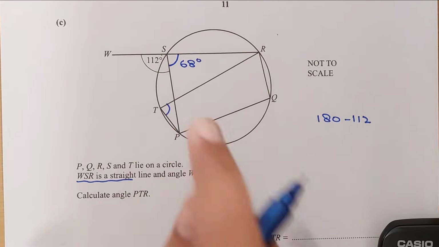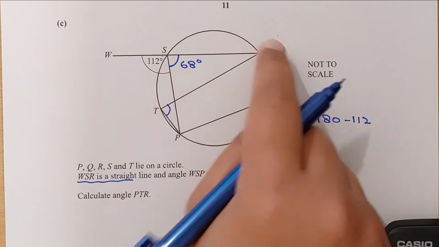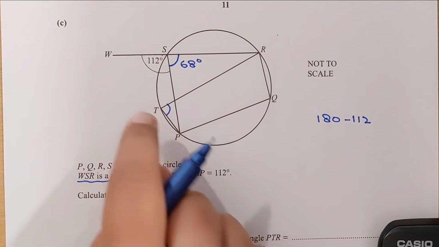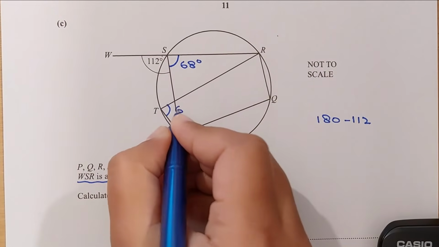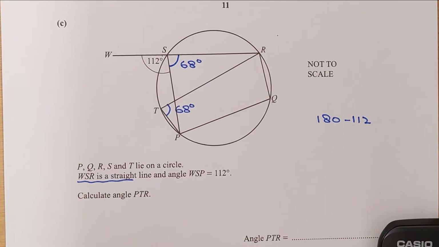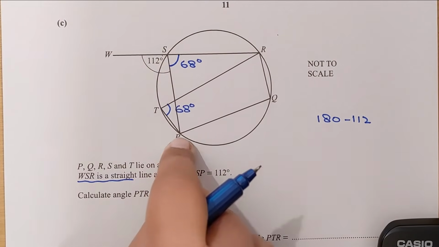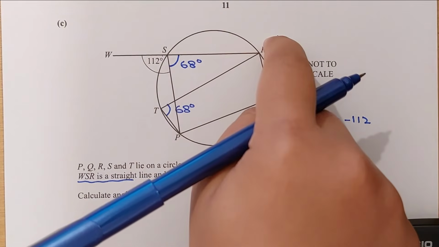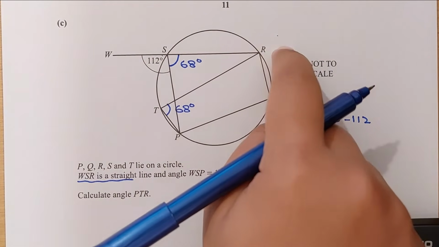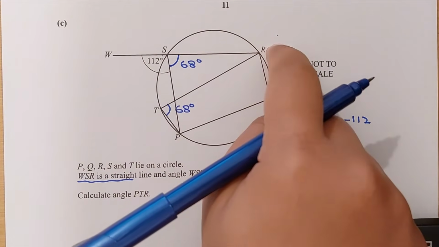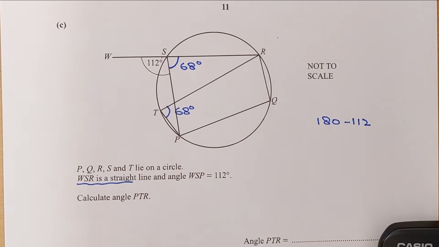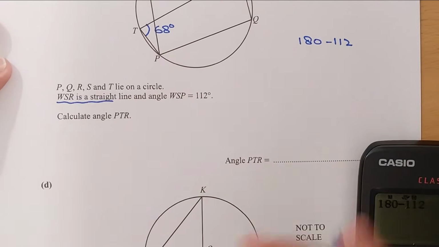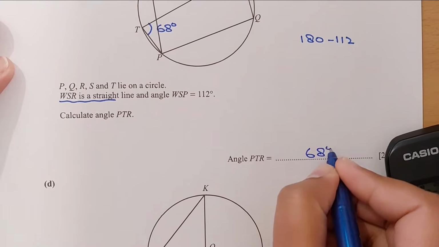So if the angle PSR is 68, the angle PTR is also 68. Why? Because angles in the same segment are the same. Angle PSR follows the segment of P and R, right? And the angle PTR also follows the segment of P and R. So angles in the same segment are equal. So this angle is also 68 degrees.